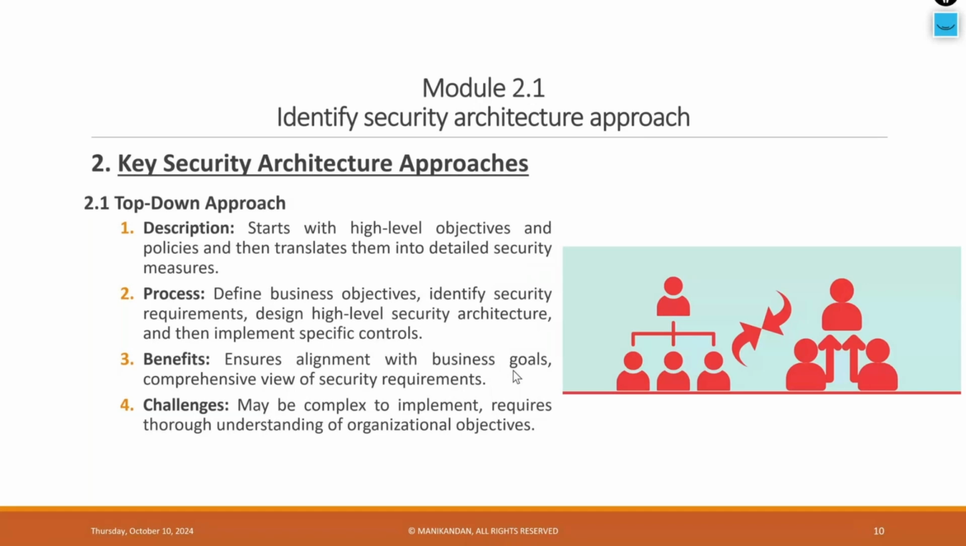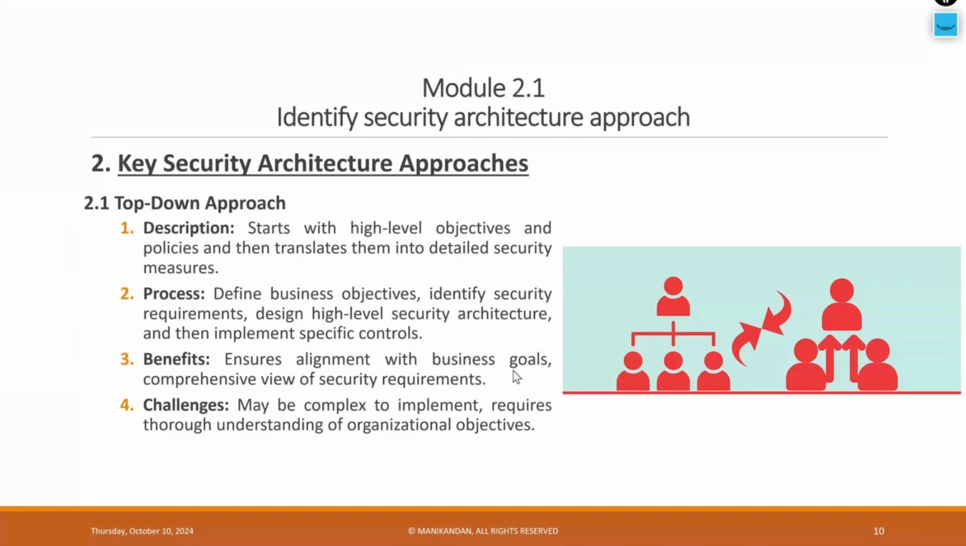One is the top down approach, which we can say 80 to 90% of organizations follow, where we determine the high level objectives, and then policies are created which translate them into detailed security measures. We define the business objectives, identify the requirements, design the high level security architecture, and then implement the specific security controls. We ensure alignment with the business goals and a comprehensive view of security requirements. The challenge is that it requires thorough understanding of the organizational objectives.